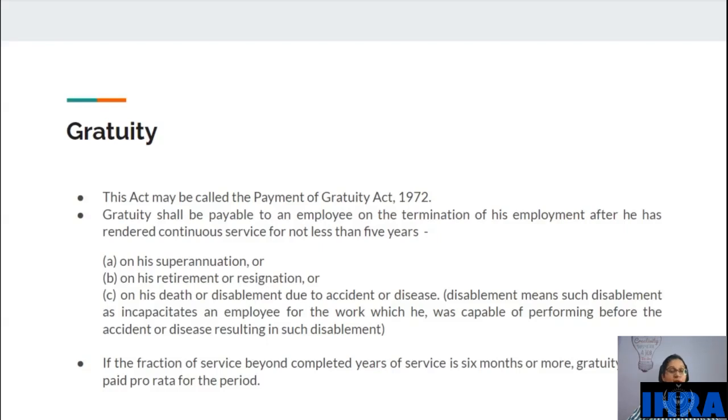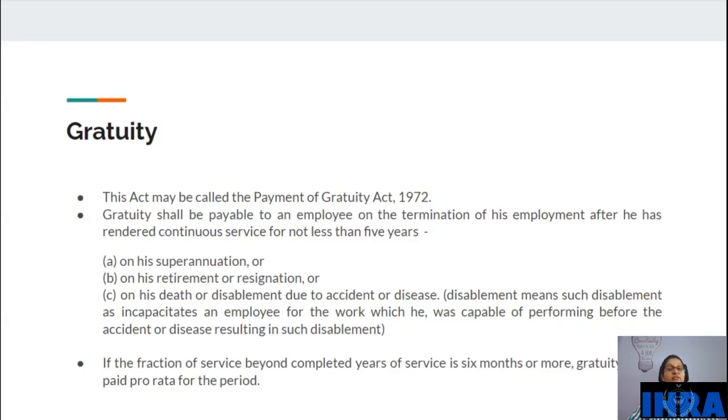Also, a very important point to note: the completion of continuous service for 5 years is not necessary when the termination of the employment is due to death or disablement. Another point is if the fraction of service beyond the completed year of service is 6 months or more, gratuity is paid pro rata for the period.